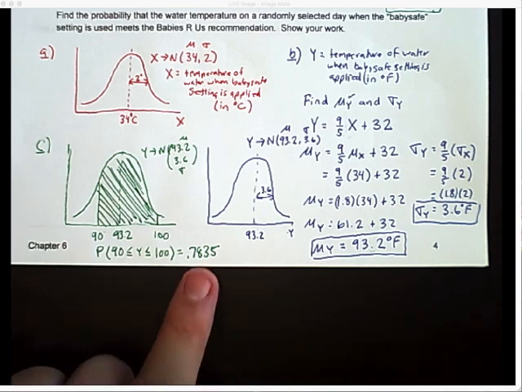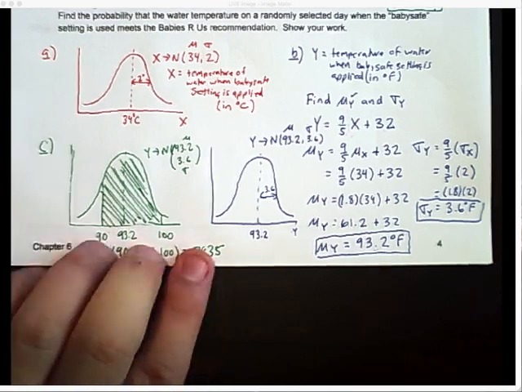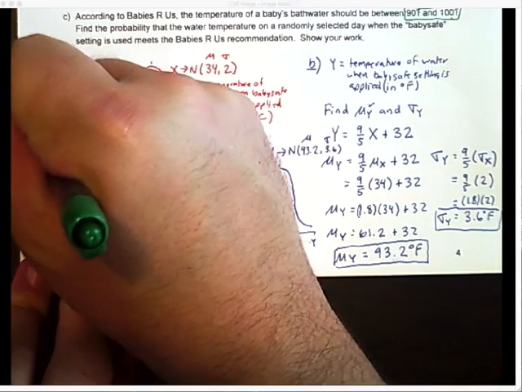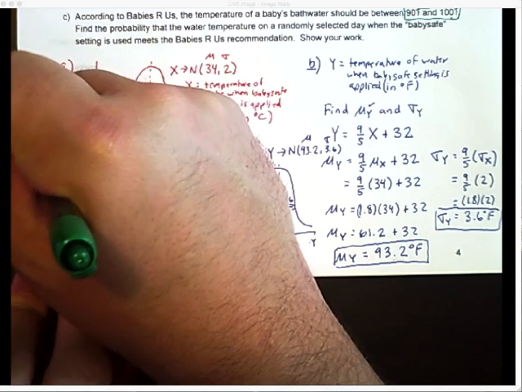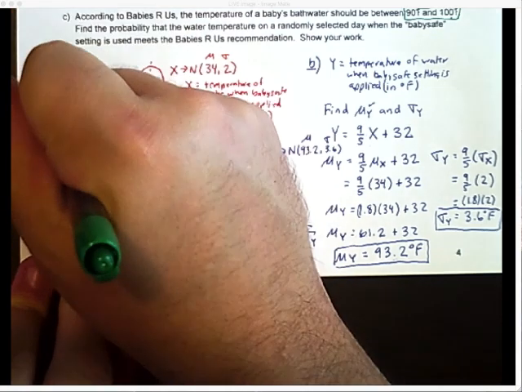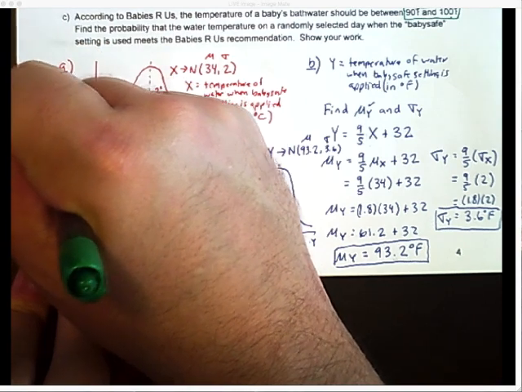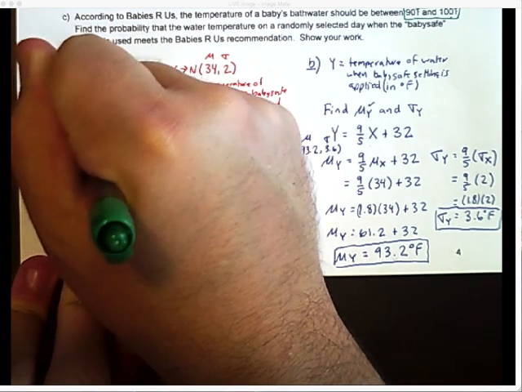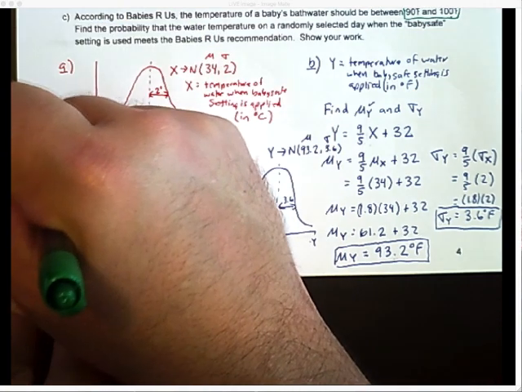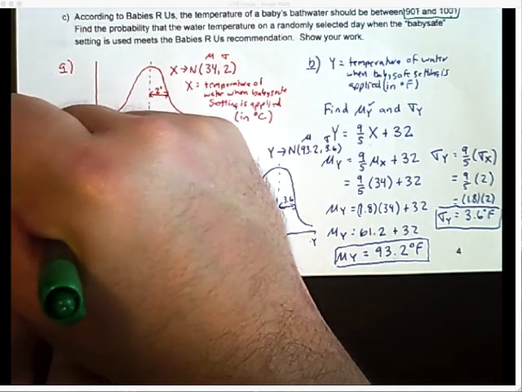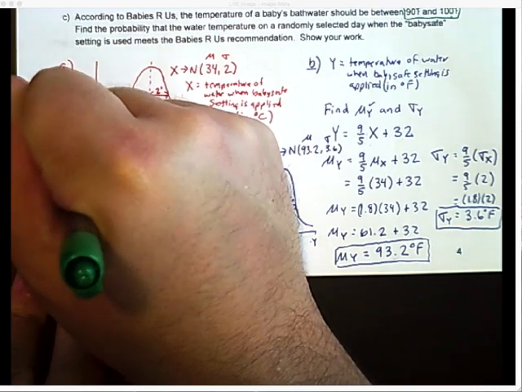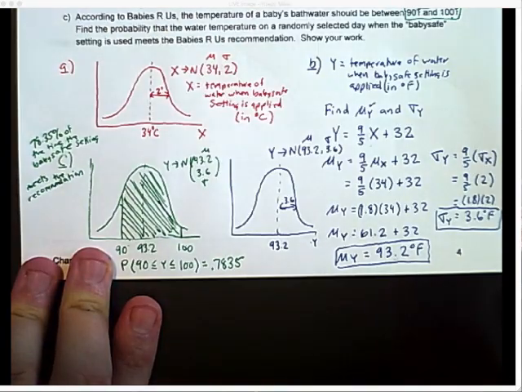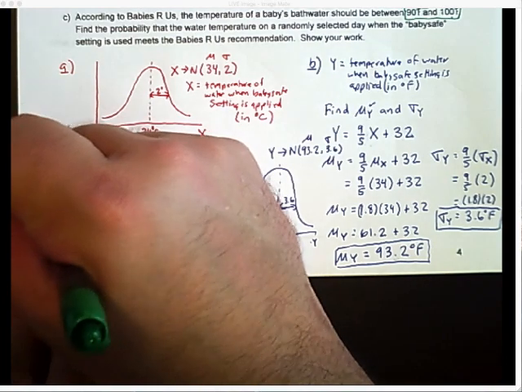All right, what does that mean? 78.35% of the time, the Baby Safe setting meets the Babies R Us recommendation.